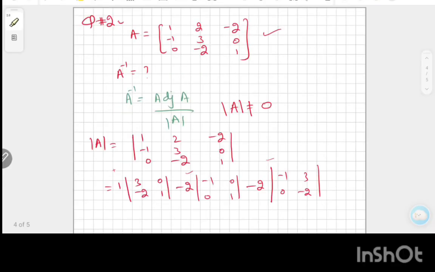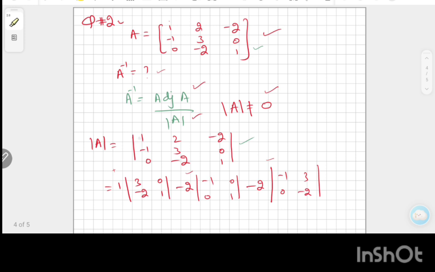Okay, dear students, next question is the same as it is. It's order 3 and we have to find the A inverse. What is A? 1 2 minus 2, minus 1 3 0, 0 minus 2 and 1. And here we have to find A inverse equal to adjoint of A divided by A determinant, where A determinant is never equal to 0. If A determinant equals 0, no solution is possible. So first of all we have to find the A determinant: 1 2 minus 2, minus 1 3 0, 0 minus 2 1. We have to write it the same as it is.